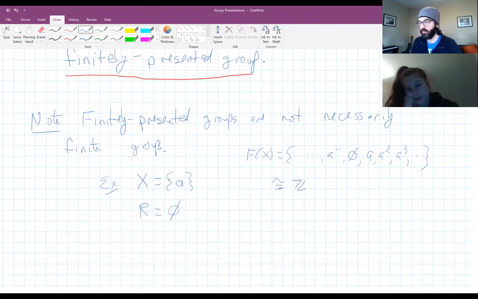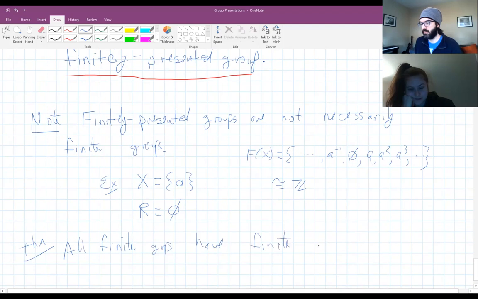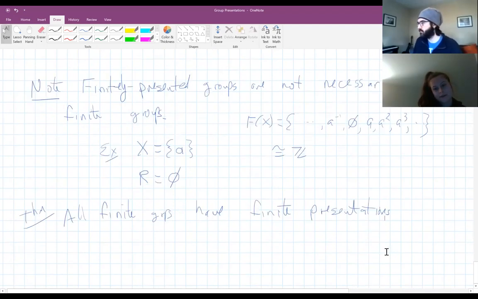Now, finitely presented groups are not necessarily finite groups. However, as a theorem, proposition, whatever: all finite groups have finite presentations. Okay, because they're just finite groups.